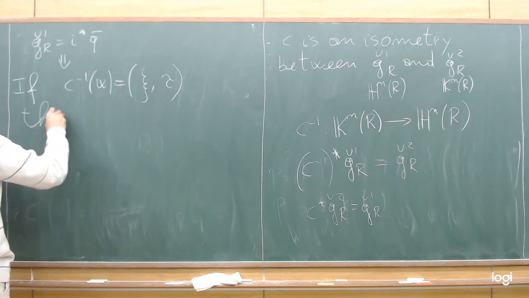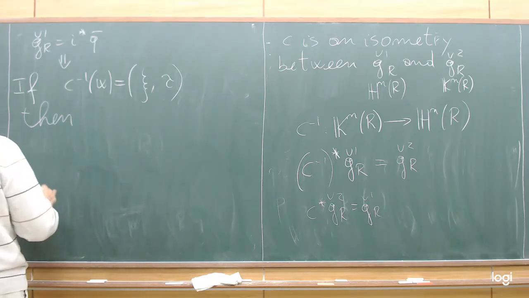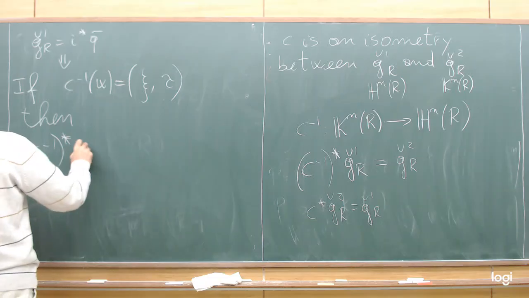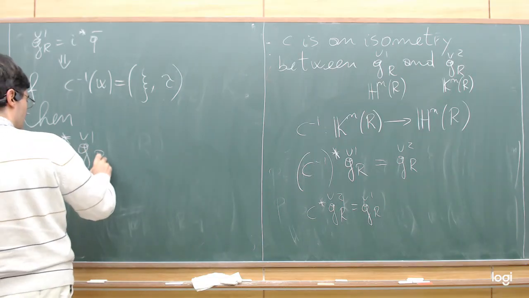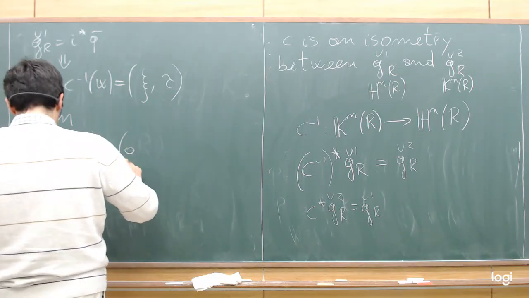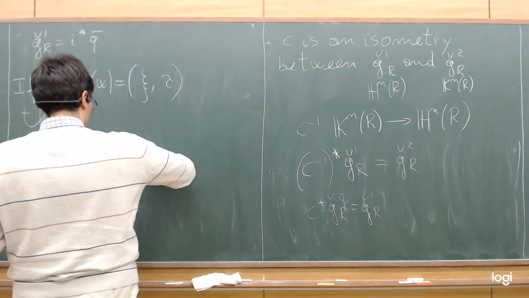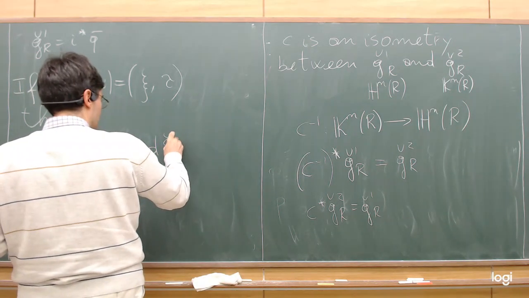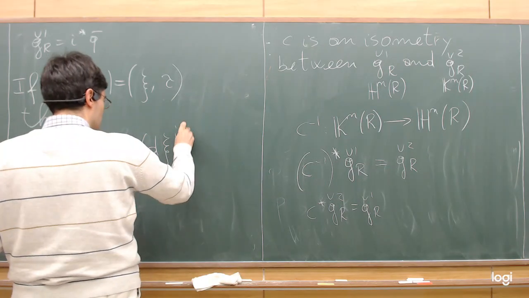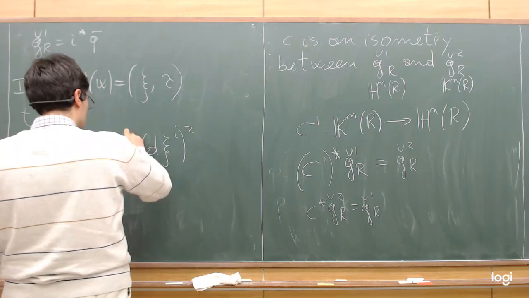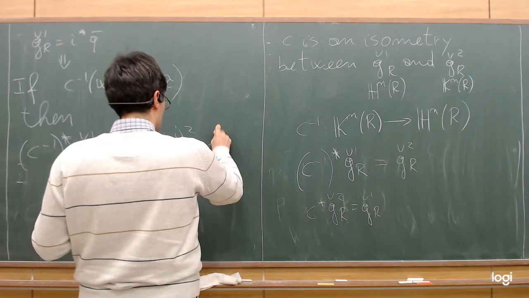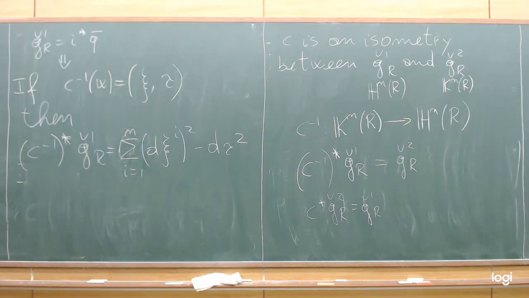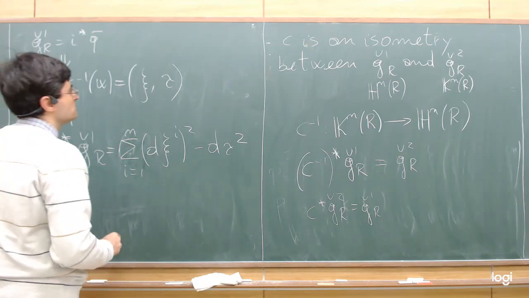then C inverse star G'1R is just the sum of dxi i square minus d tau square. So there is a computation to do.